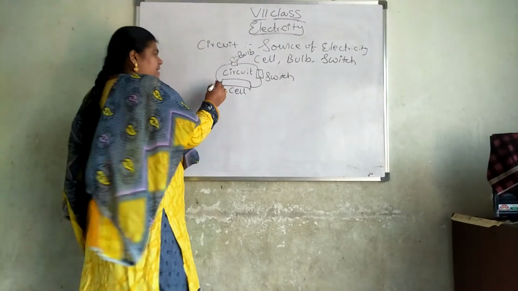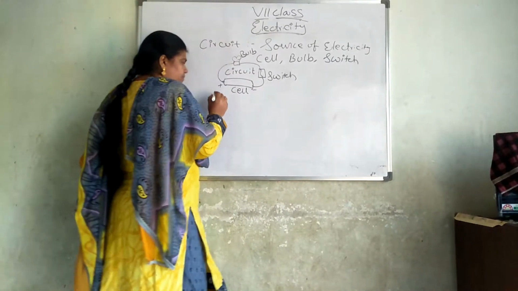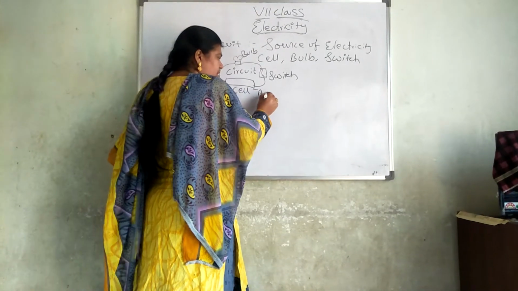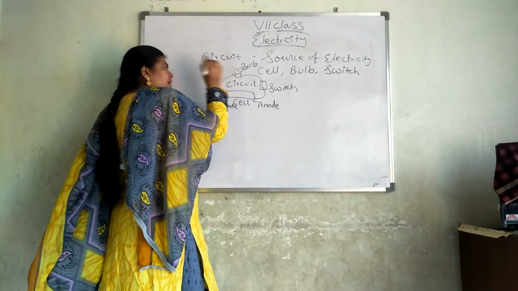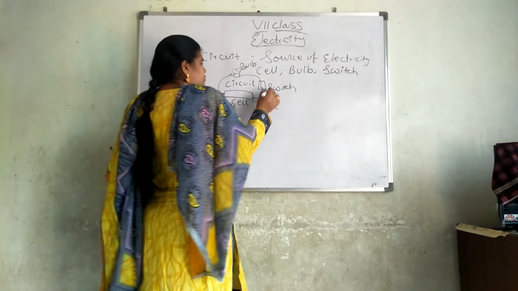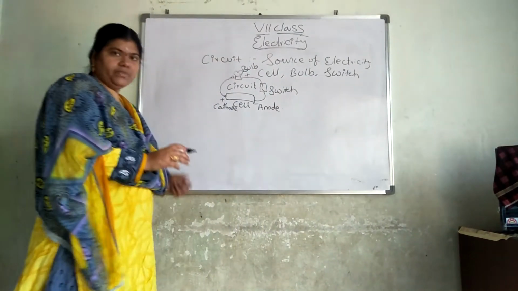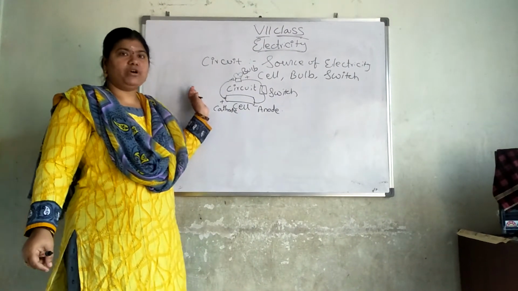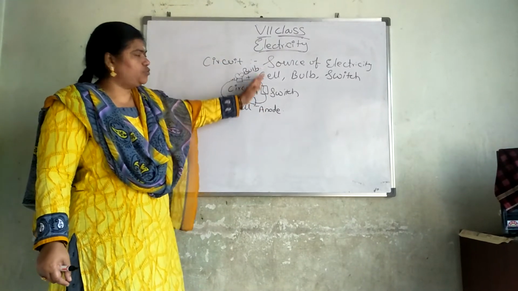You can see that yesterday itself I told you the cell has a positive terminal and a negative terminal. The positive terminal is called the cathode and the negative terminal is called the anode. So this positive terminal is connected to the negative terminal of the bulb, and the negative terminal of this one is connected to the positive terminal of the bulb. I told you like poles always repel each other, so I should not connect positive to positive and negative to negative. I have to connect positive to negative and negative to positive.